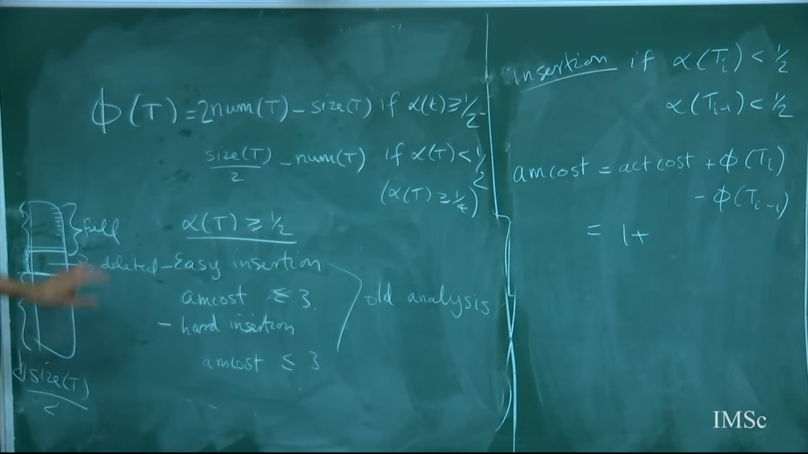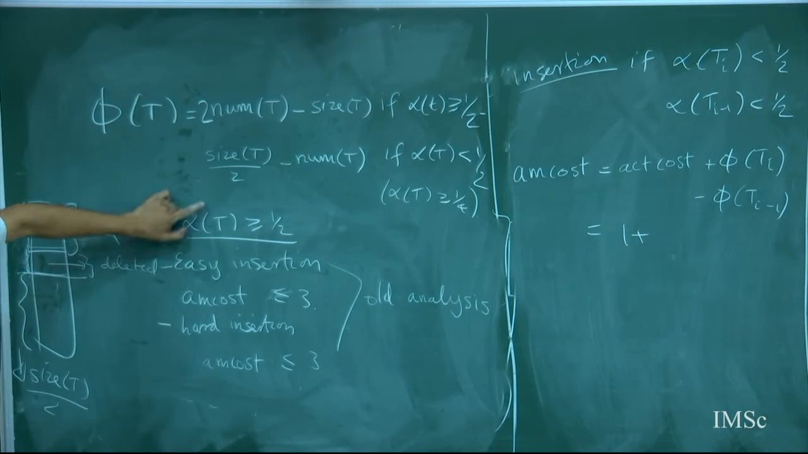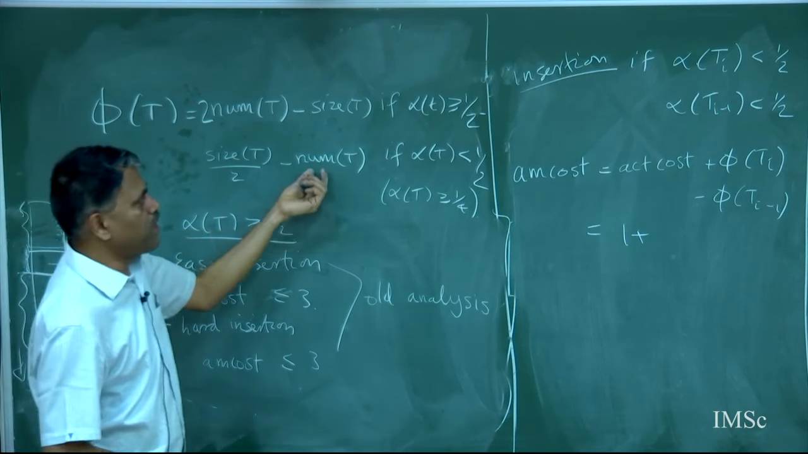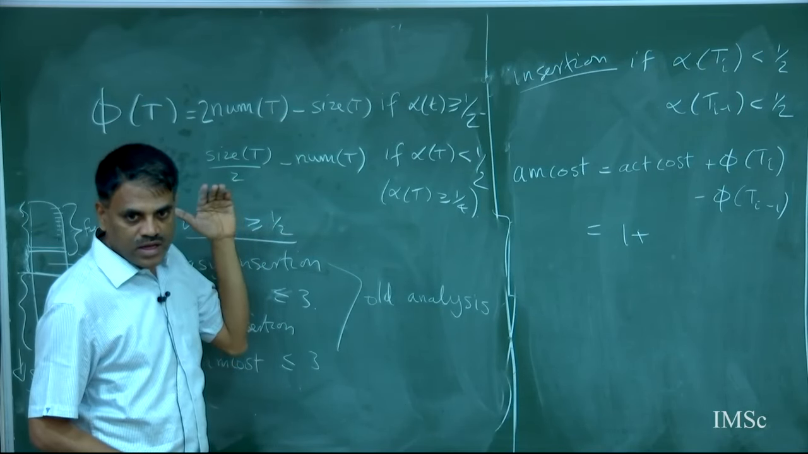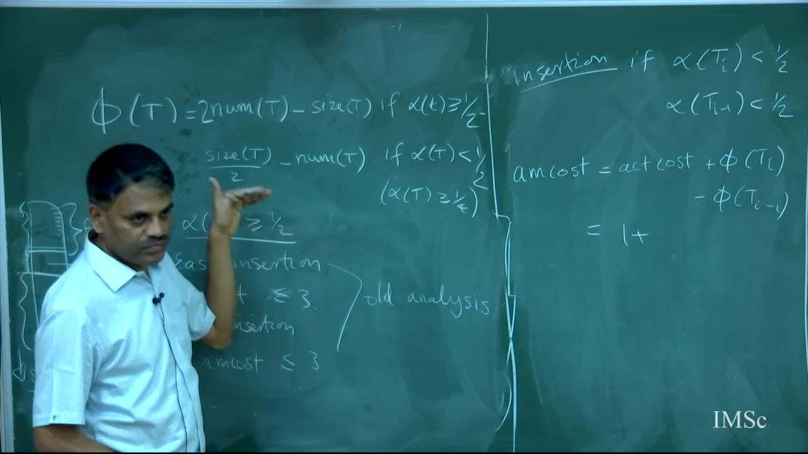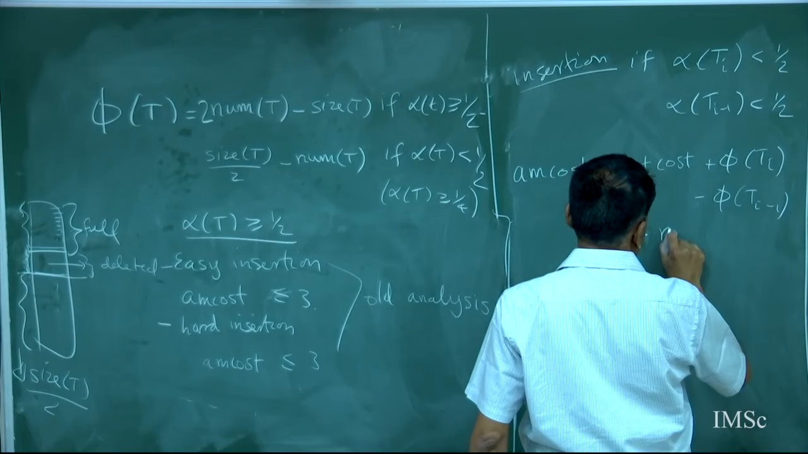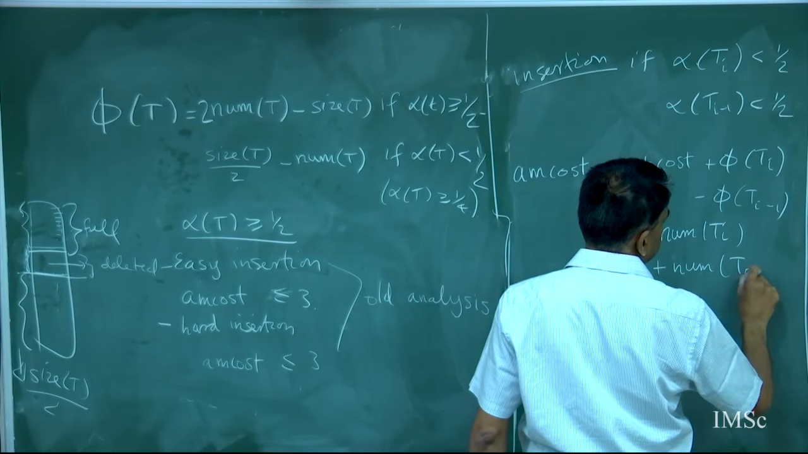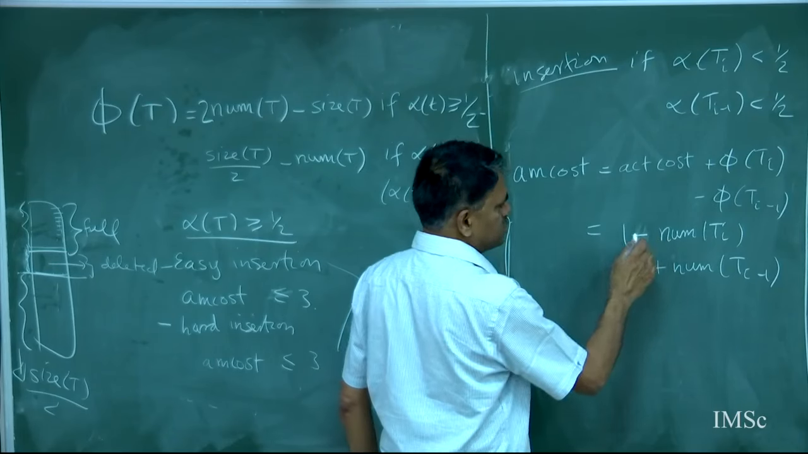And what happens to the potential? Now you are in this zone. The size cancels out because there is no change in the size. The size of the table doesn't change. Now the number of elements increases by 1, but you are subtracting the earlier potential, so it will decrease by 1. It will be minus n of Ti plus n of Ti minus 1. Since the number of elements is 1 more than this, it will be 0.